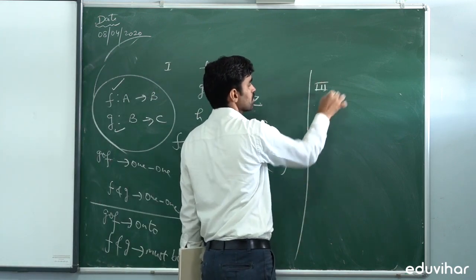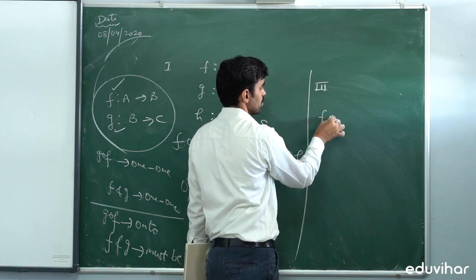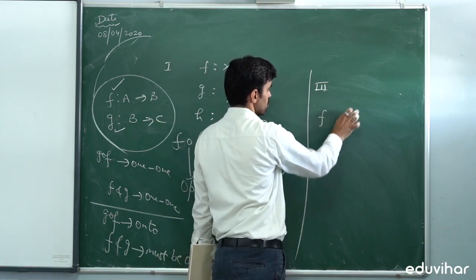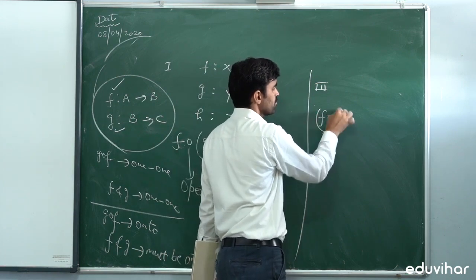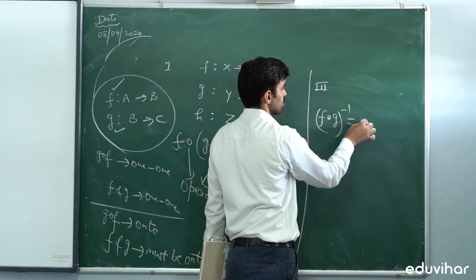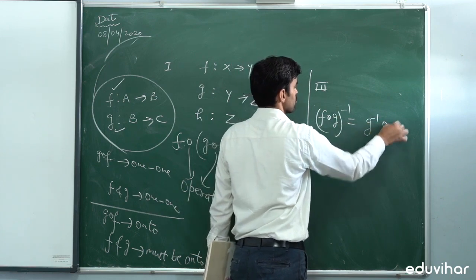Third is, fog inverse is equal to g inverse of f inverse.